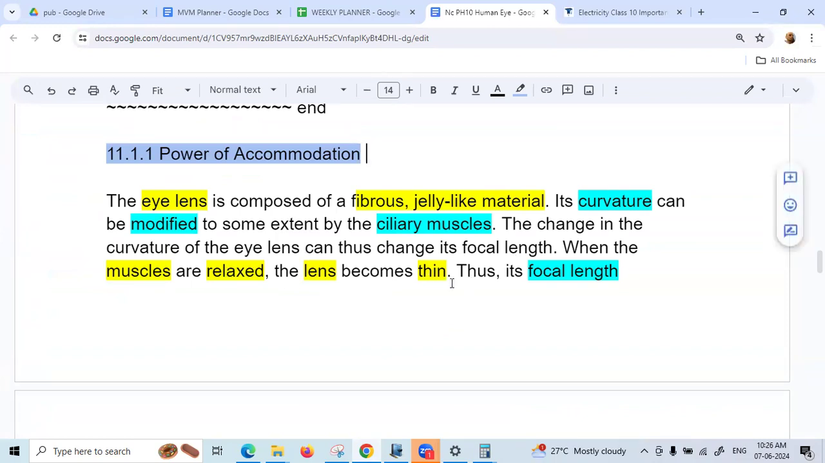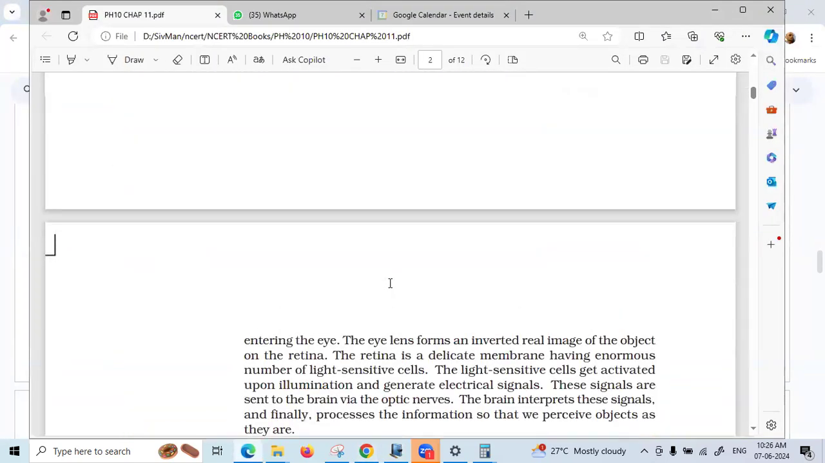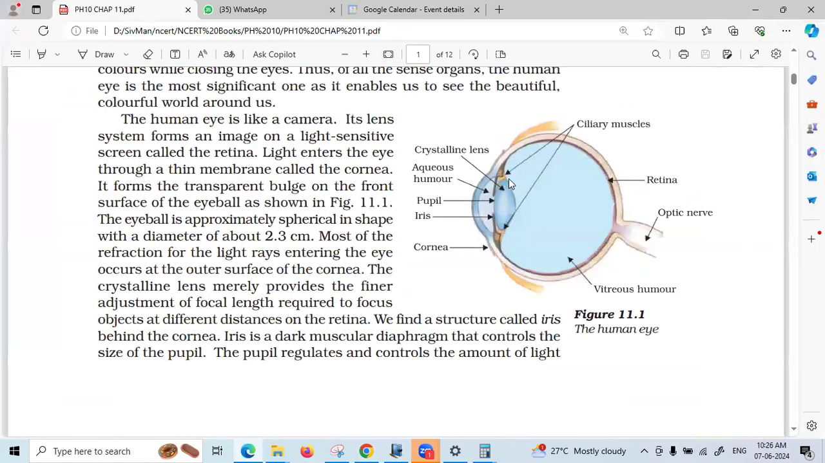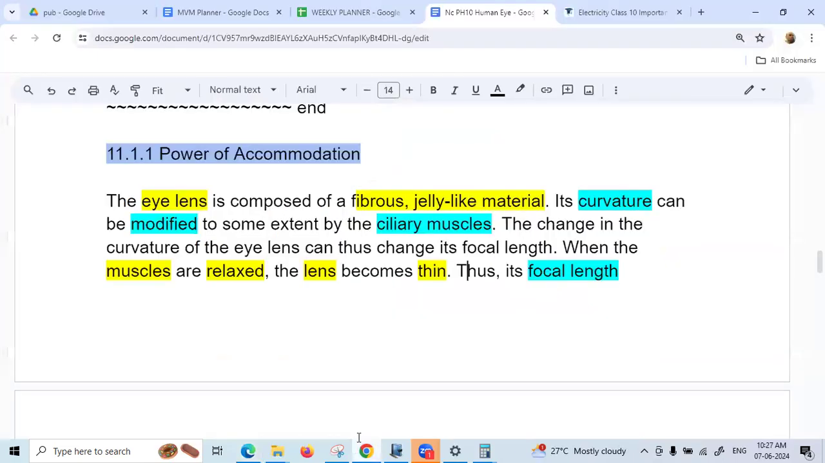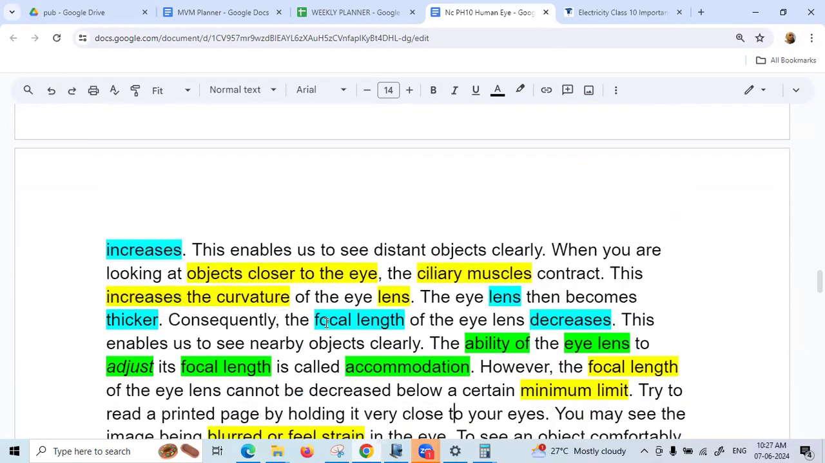The curvature of the lens can be changed to change its focal length. When the muscles are relaxed, the lens becomes thin. These are the muscles, right? These muscles can either stretch or relax. If the lens gets stretched, it becomes thin, so the focal length will be more. If the muscles contract, the focal length is reducing. So when the muscle contracts, the lens becomes thick and the focal length decreases. This enables us to see objects closer to the eye clearly.